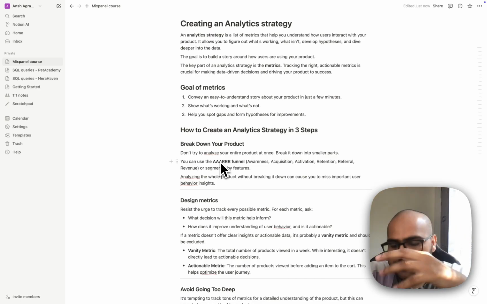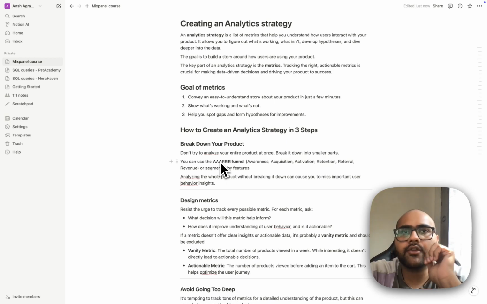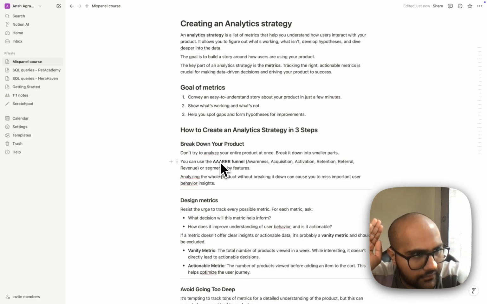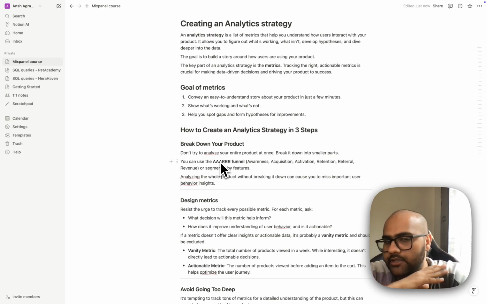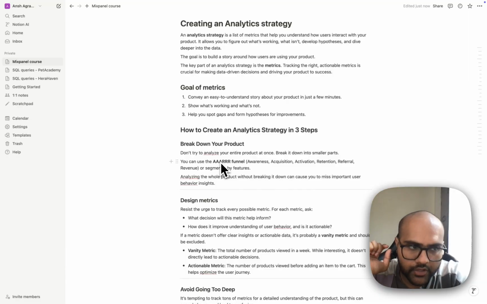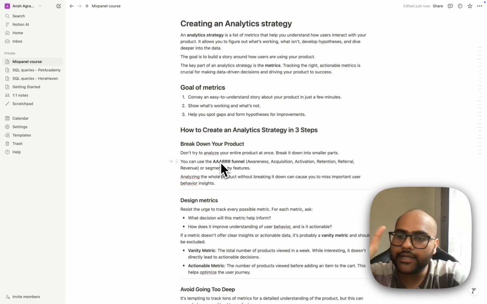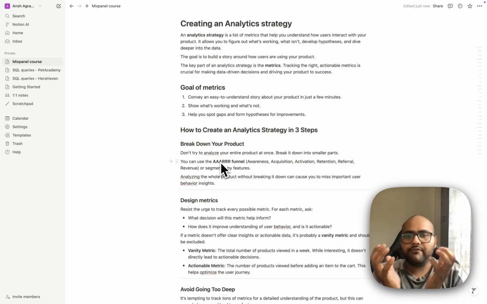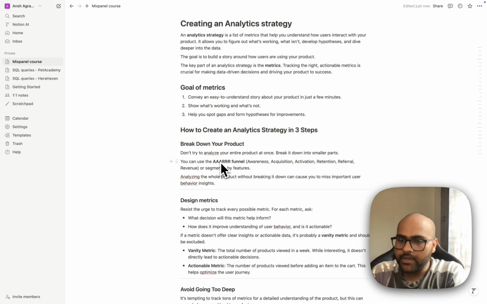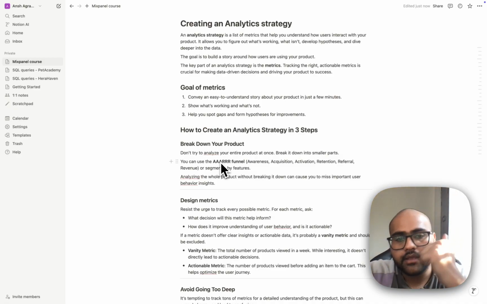Now, analyzing the whole product without breaking it down can cause you to miss out on a lot of user behavior insights. And trust me, I've seen people come up with a list of 100 metrics that they want to measure, and then they do nothing about it because it's super confusing. It's not at all focused. So you need to have a framework that's focused. With the AAA funnel, you have a certain set of metrics related to awareness, and you know that if I want to work on awareness, this is how my awareness is currently performing. These are the gaps. This is where I need to start working. And that's super important.